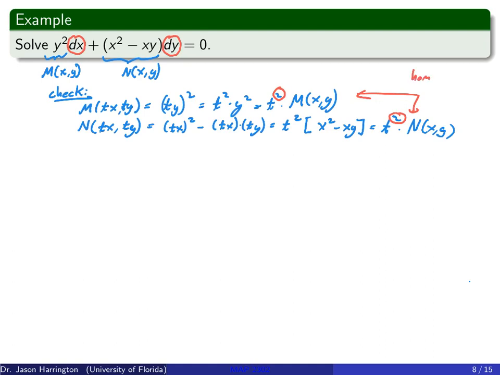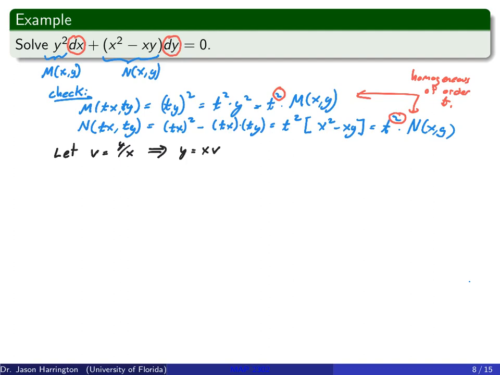So it's homogeneous of order 2. And that tells us that this method actually works, that we can do this. So the next step I'm going to do is let v equal y over x, which is the same thing as just saying x times v is equal to y, or just y is equal to x times v.